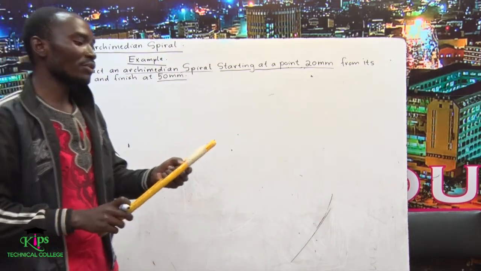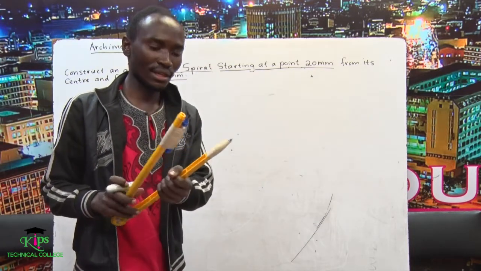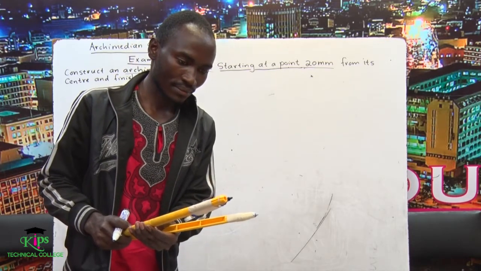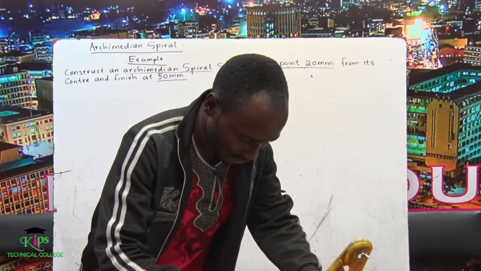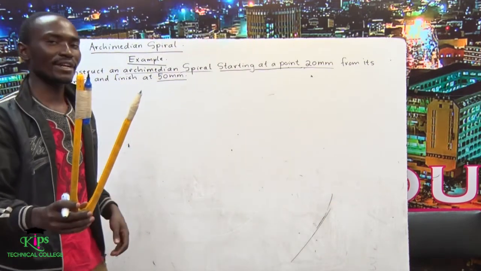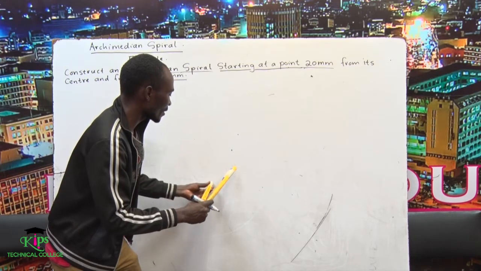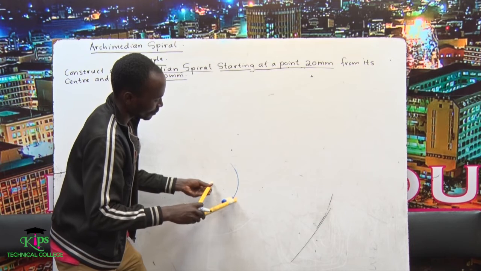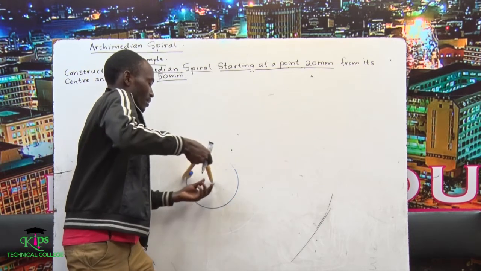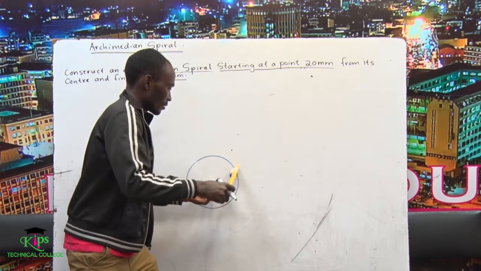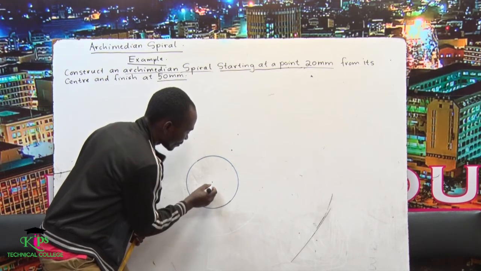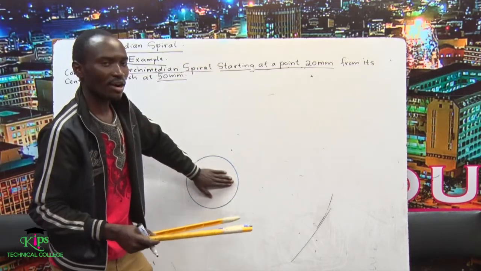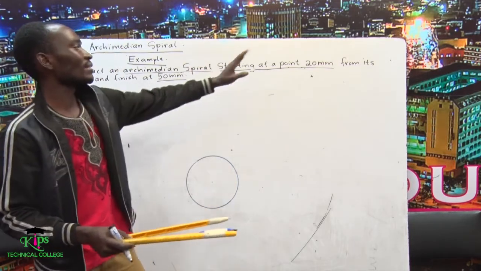So first of all, you will draw a circle of radius 20 millimeters. Then stepping at any given point, draw a circle. This is the center of the circle. So this is a circle of 20 millimeters. So this is the starting point.